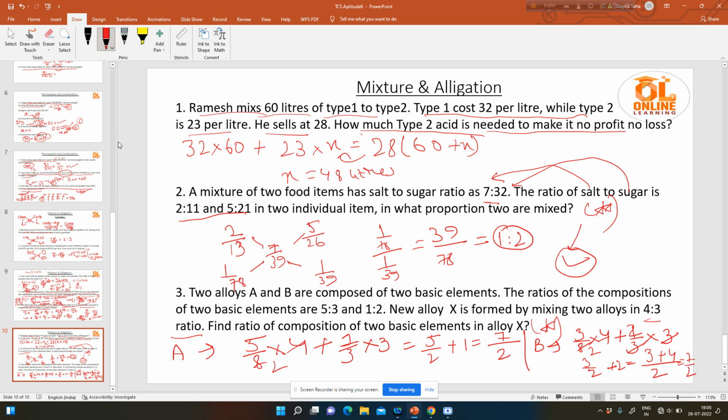So the first element is present in the ratio 7 by 2, and the second element is also present in the ratio 7 by 2. So if we cancel it, that is 1 is to 1. So both the elements are present in 1 is to 1 ratio. So the answer is 1 is to 1. They are present in equal amounts.